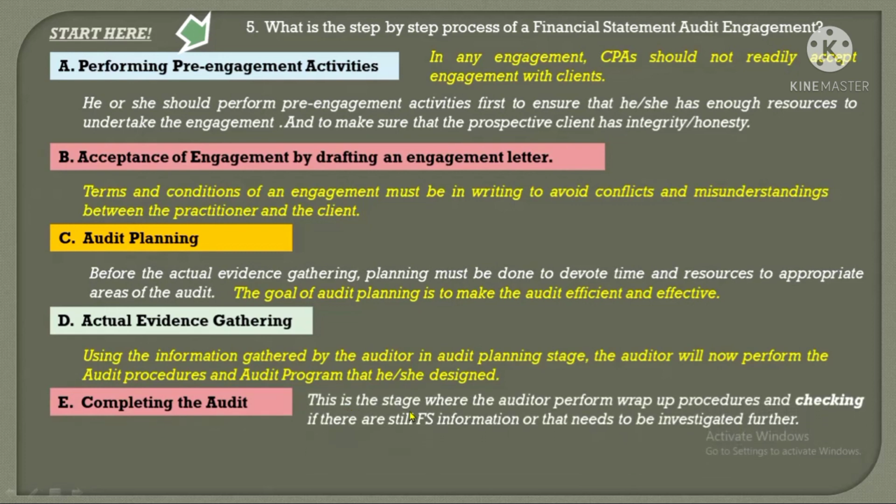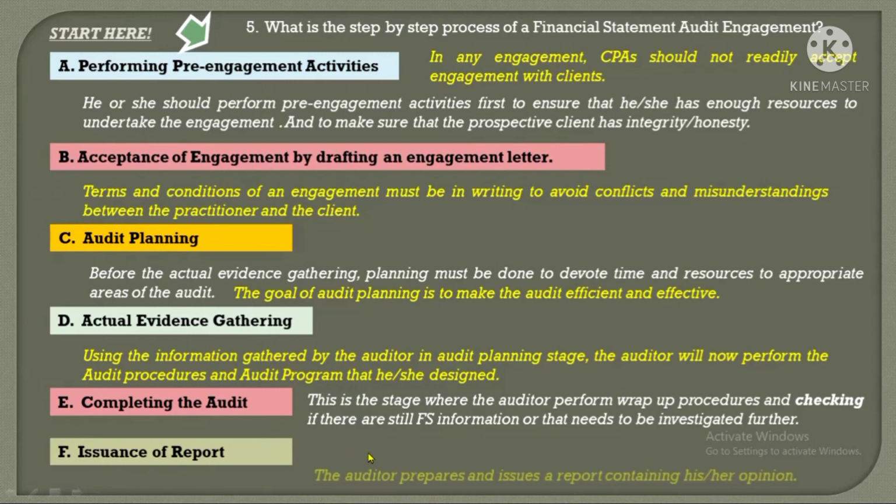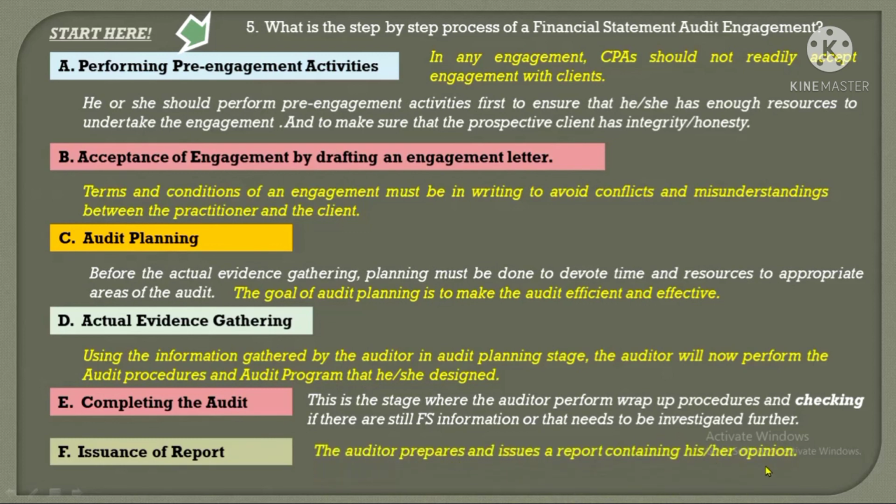And this is followed by completing the audit stage. In this stage, the auditor performs wrap-up procedures and makes the final checking if there is still FS information that needs to be investigated further. And lastly, we have the preparation and issuance of the report, containing of course the opinion of the auditor. So those are the stages of the financial statement audit.